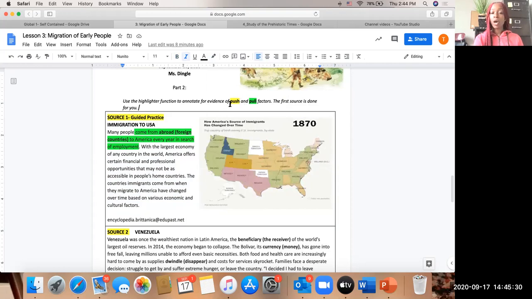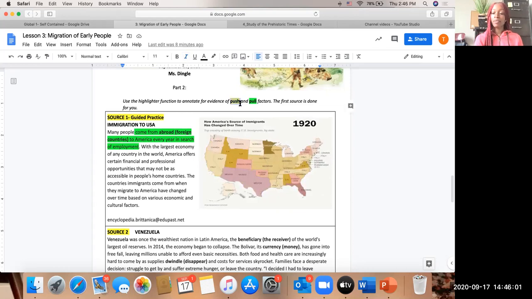Now you don't have to follow the color scheme. I just think that if you do follow it, it'll be more feasible and easy for you to quickly pull out your evidence or go back to it. And for me, as I'm looking at your work, it'll be easy for me to understand that this student understands this as a pull factor or a push factor, and I know exactly which one it is and why. So as you read and you find evidence of a push factor, let's put it in yellow.